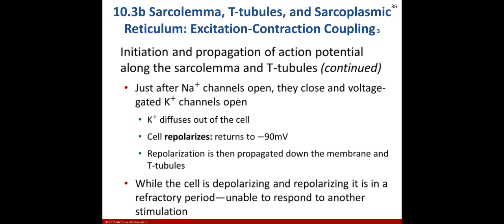After the sodium channels open, they close. Okay, and then there is a voltage-gated potassium channel. When this channel opens, potassium can leave the cell, and the cell is going to what we call repolarize. That potassium channel opening lets us go back to negative 90 millivolts. So we started at negative 90 millivolts, we went to positive 30, and now we're back down to negative 90. While the cell is at that positive 30 millivolt reading, it cannot keep passing that down. It needs to recover. So that's why we want to then shut the sodium channels, open the potassium channels, and let it repolarize.